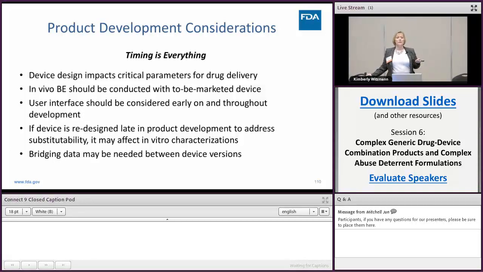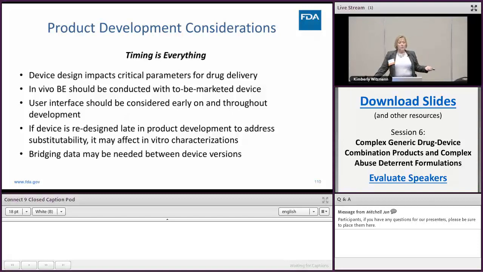So if you go through and you do your development program, and then at the very end of your development program, after you've gotten through all these steps, you submit your device, and your device may not be substitutable for the reference product, that would probably be something that would not be very good. So that's why we say timing. You need to be thinking about these things in advance and try to figure out how to put the pieces together that's going to work best for your design program.